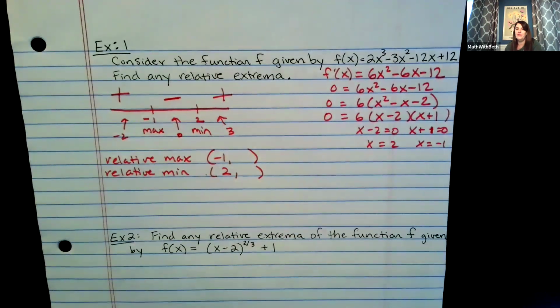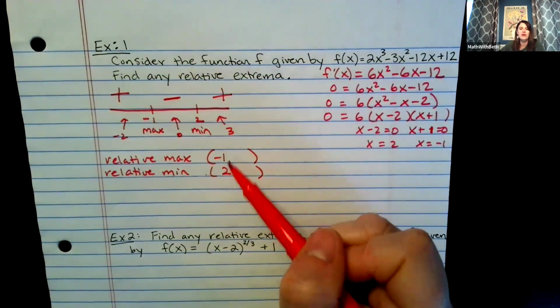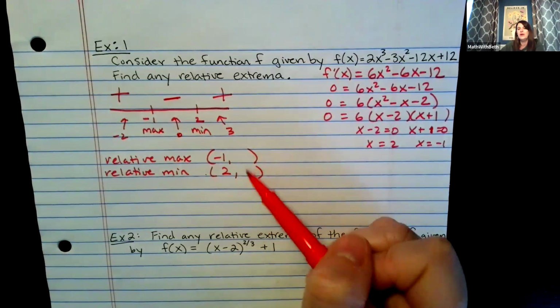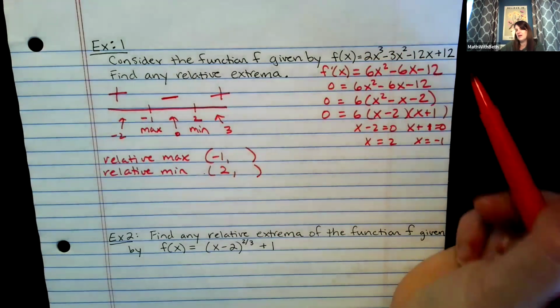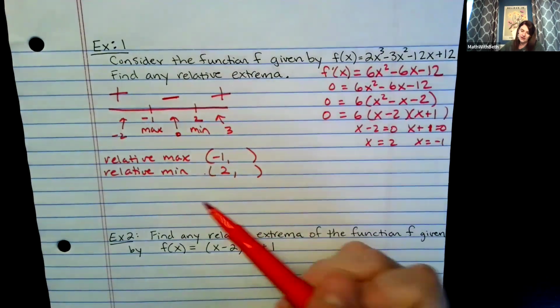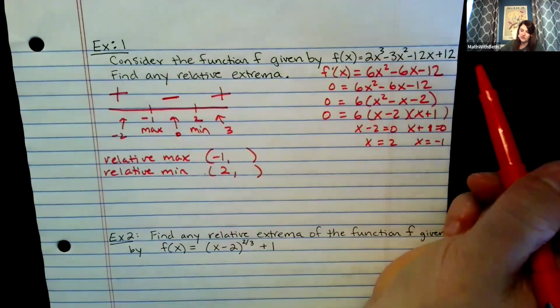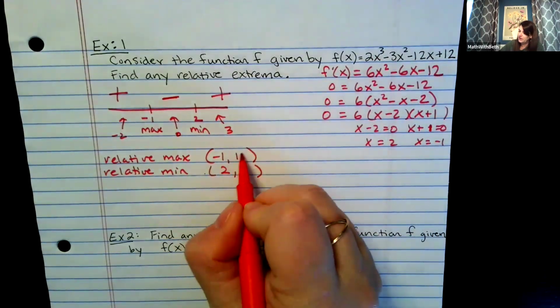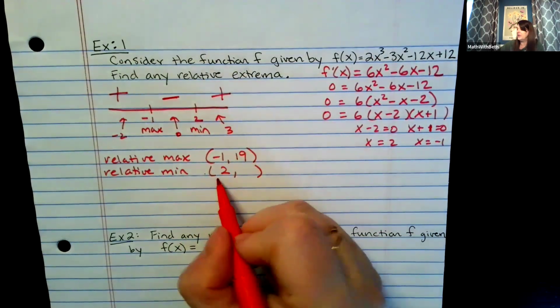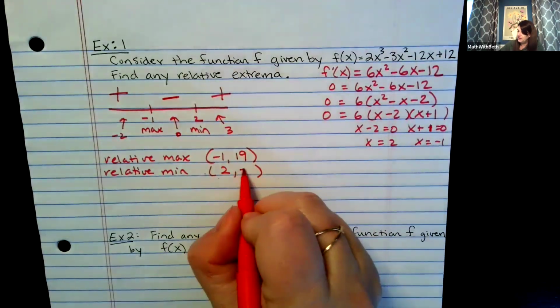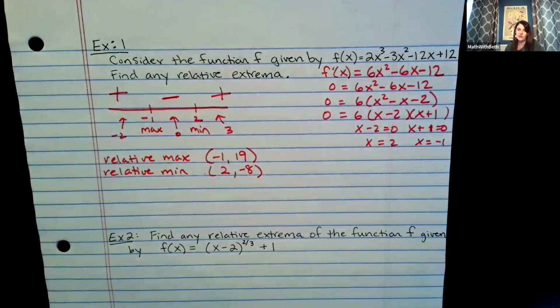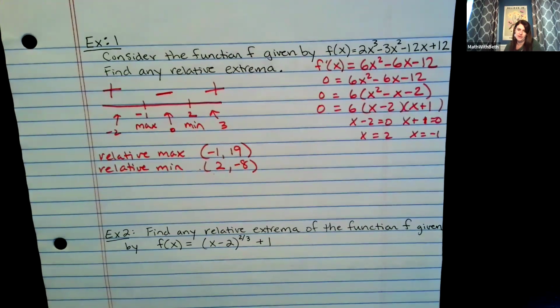So now just be careful. Once you know where the max and min are for the x's, the way you get the y's is make sure you go back to the original equation, not the derivative. So I'm going to plug -1 into the original equation, and if you do that, you will get 19. And if I plug 2 back into the original equation, I would get -8. So those are my relative extrema.